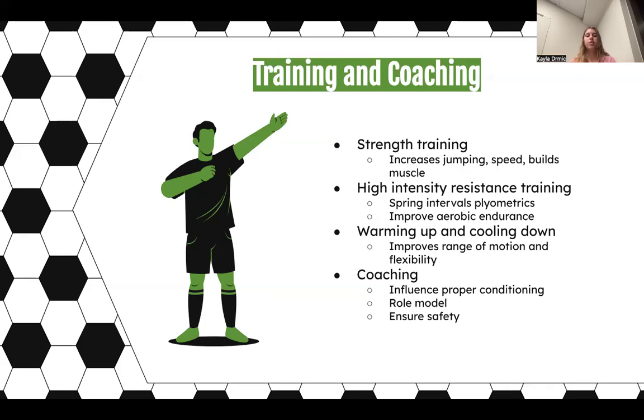Proper education and coaching is important to ensure proper conditioning and exercises are being performed correctly. If a player gets injured, a coach should know how to respond. Coaches also act as role models for athletes, which can influence a soccer player's motivation and performance. They ensure the players are being safe.